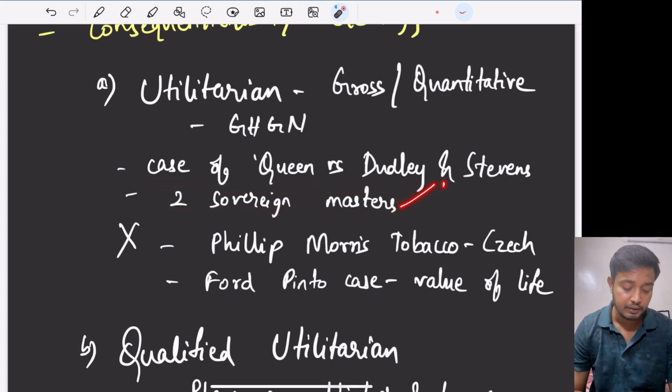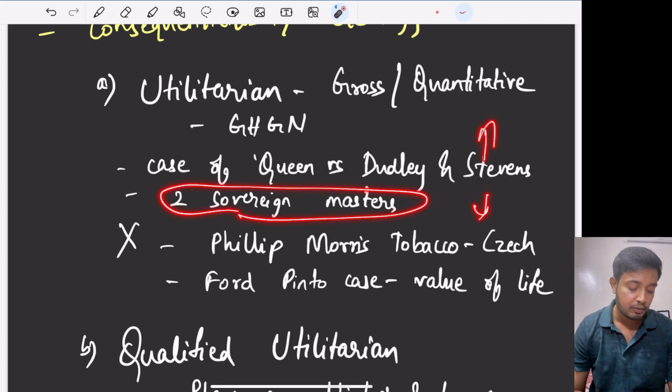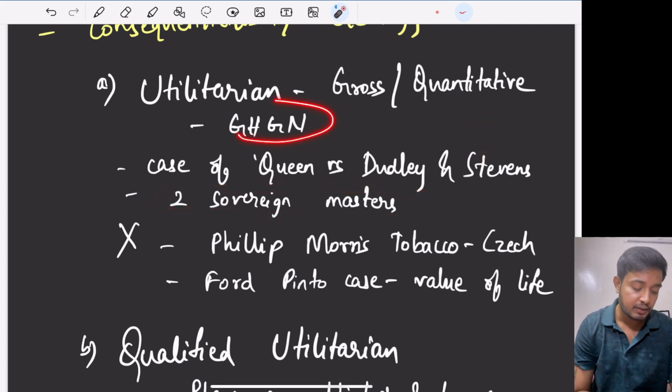These are pleasure and pain. So the only idea for humans is to either maximize pleasure or minimize pain. These are the only two sovereign masters. So the greatest happiness for the greatest number becomes the greatest pleasure for the greatest number, or decreasing the greatest pain for the greatest number.